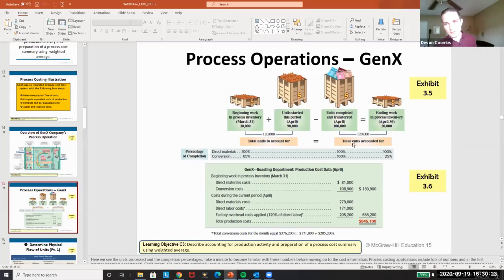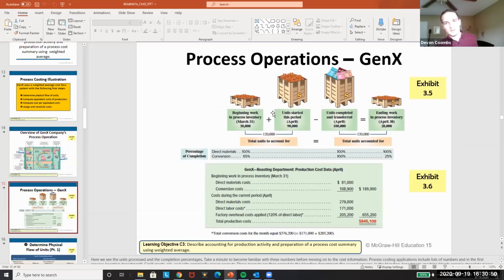What are total units accounted for? Well, that's going to be units we transferred out and our ending work in process inventory, which makes sense too, right? What are the units that I need to account for? I need to account for units that we transferred out to our finished goods or for the next department, and then our ending work in process. And then this ending work in process will become our next beginning work in process for the next month.